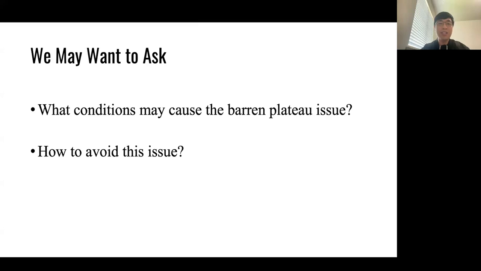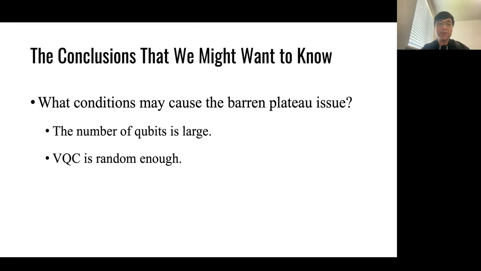So we may want to ask some questions. First, what conditions may cause the Barren Plateau issues, and how can we avoid them? We go directly to the conclusion. For the first question, according to the paper, as the number of qubits increases and becomes very large, it may cause the Barren Plateau issues. Another reason that may trigger these issues is when the VQC is random enough.